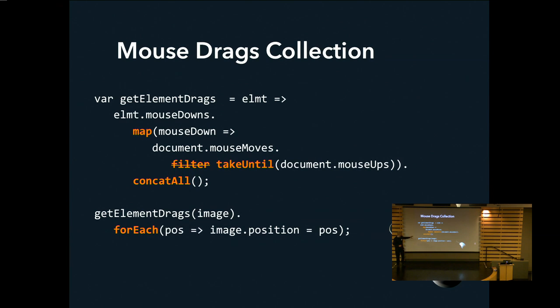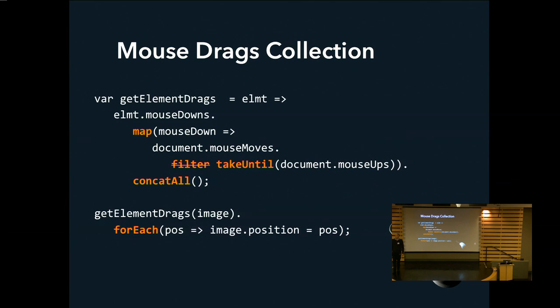And then, what do I do with this collection? I for each over it. When you subscribe to an event, you are traversing a collection. When you add an event listener, that's all you're doing, traversing a collection. And so I take that position that comes through, and I adjust the image position, and now I'm dragging an image across the screen.